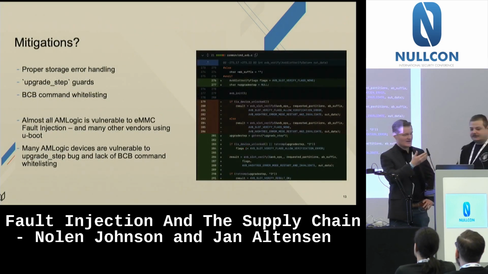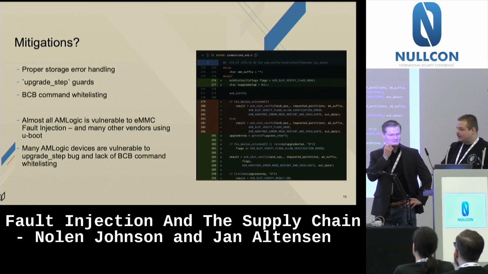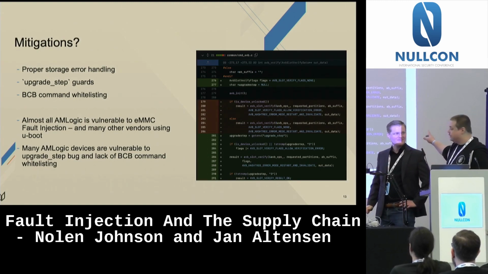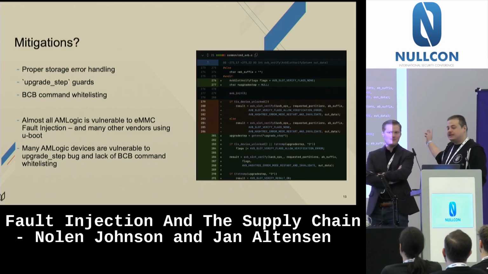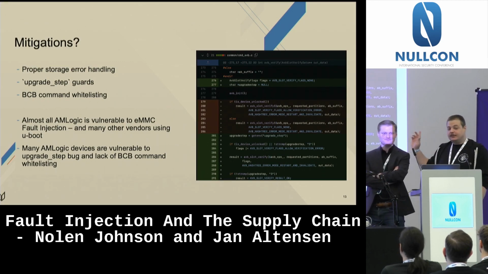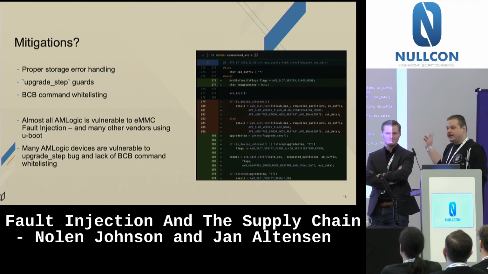So I will let Jan talk about mitigations. But before we start with the mitigations, the screenshot you see is the actual code change Amlogic introduced: the AVB bypass. We found the commit on GitHub, which is funny.